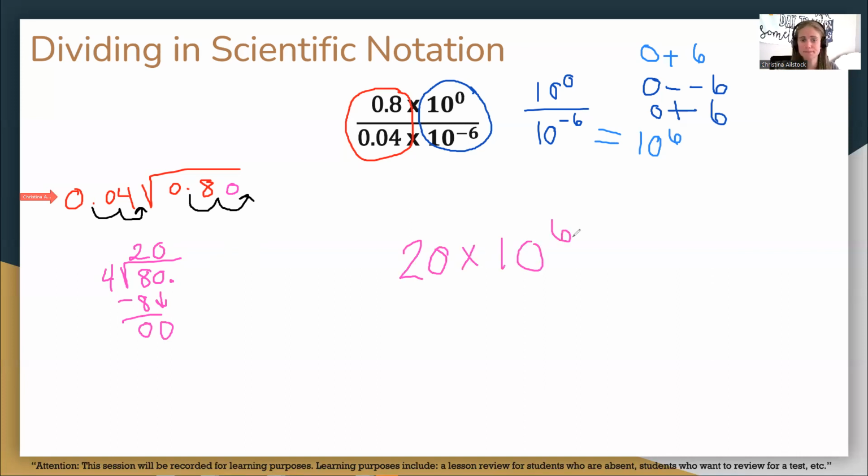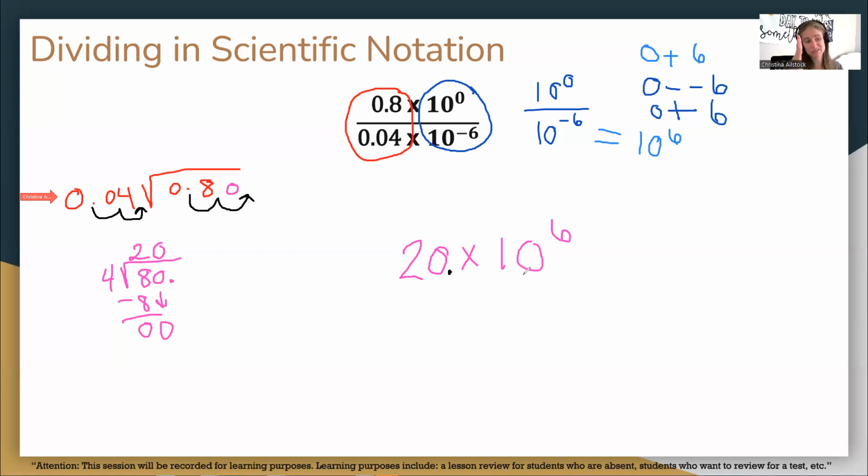Is that our final answer? No, it is not our final answer. What is wrong with it? It is not in proper scientific notation. So that 20 right there, that is definitely not less than 10. All right, but where's the decimal point? Because I don't see one at all. It's at the end of the number. Remember, if we only have values of 0 that follow our decimal point, we don't need to write it. Unless we're talking about money, then sometimes we do. But it's really right here.